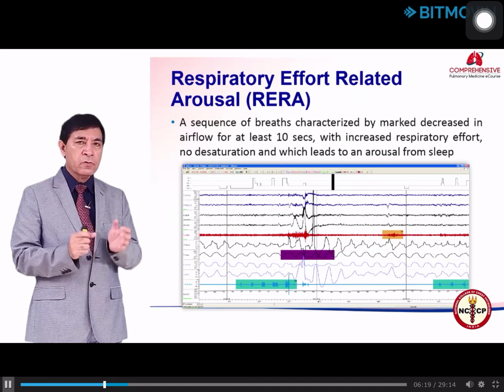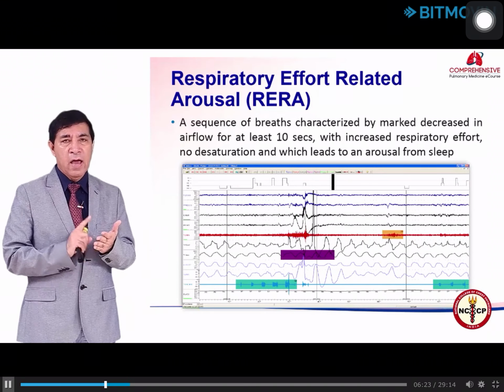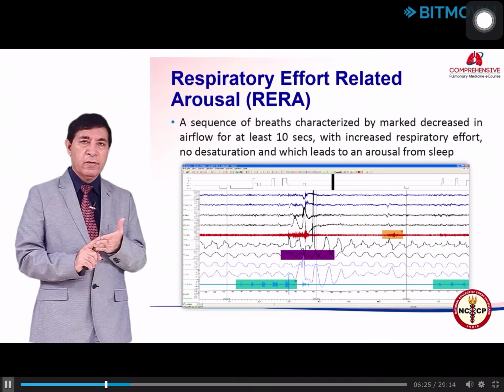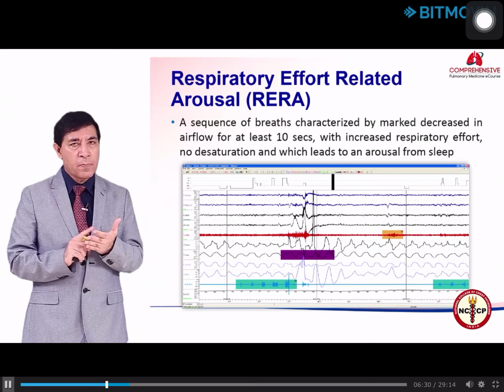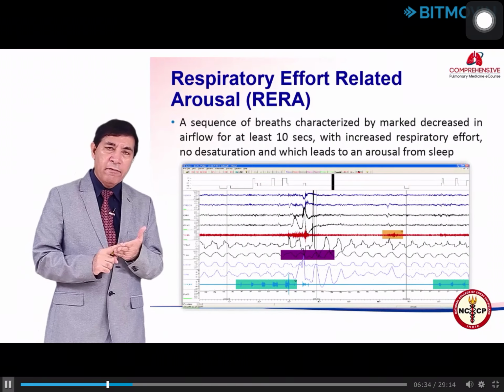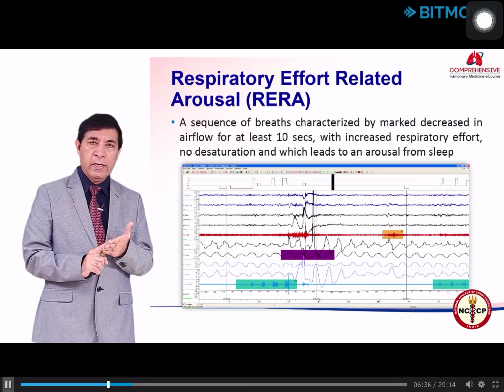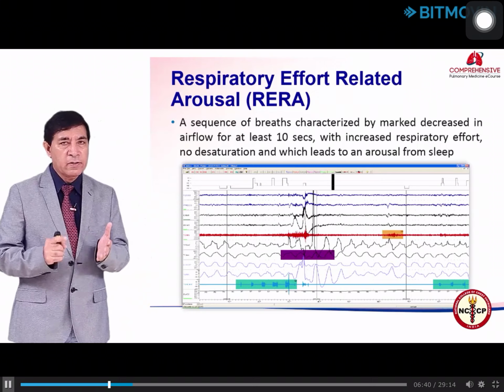So you have three basic types of sleep disordered breathing: apneas, hypopneas, and RERAs. When you combine apneas and hypopneas, we call it the apnea-hypopnea index. When you combine apnea, hypopnea and RERAs, respiratory effort related arousal or flow limitation, we call it the respiratory disturbance index.